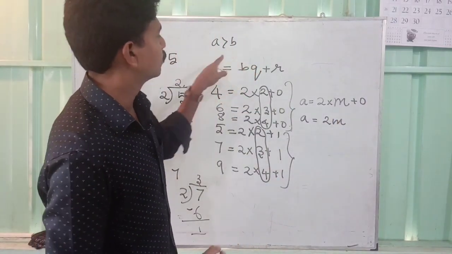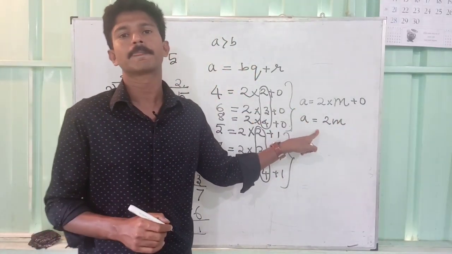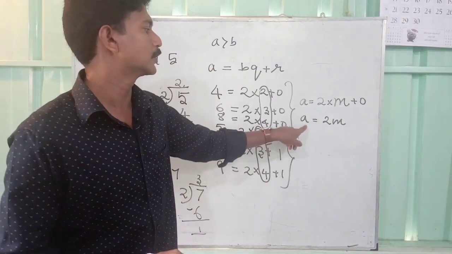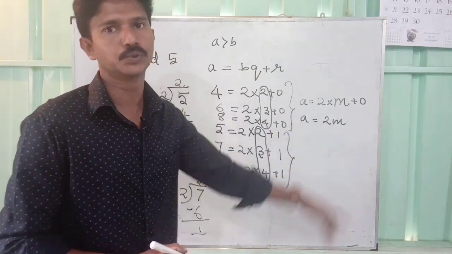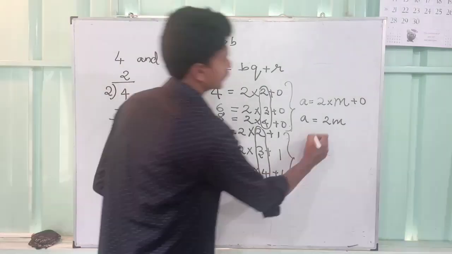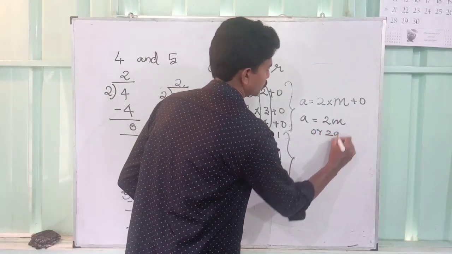So what is the format of an even number? Any positive even number can be written in the form of 2m or 2q.